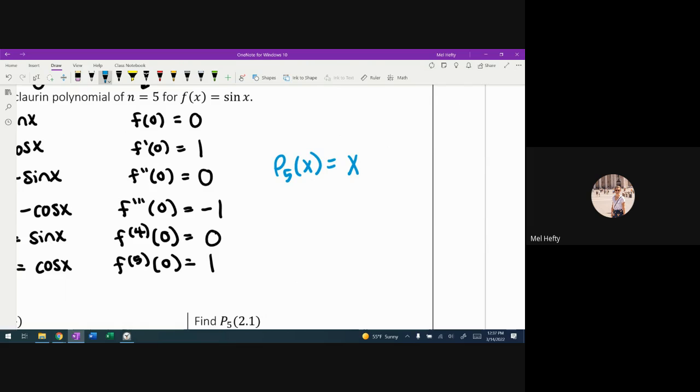All right. Will I have a term that has x squared in it? No, because I have a 0 for my second derivative. So I'll have a term with x cubed in it. What's that term going to look like? Perfect. Yep, I'm skipping the ones that equal 0. So this would be like 0 plus.